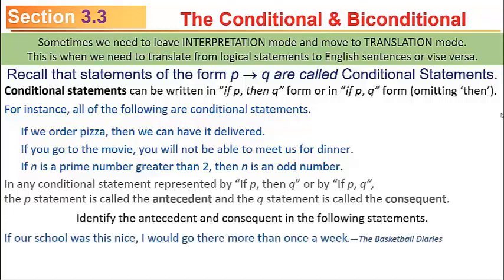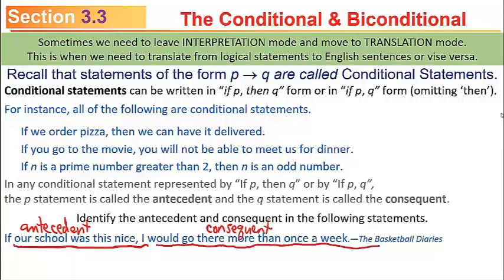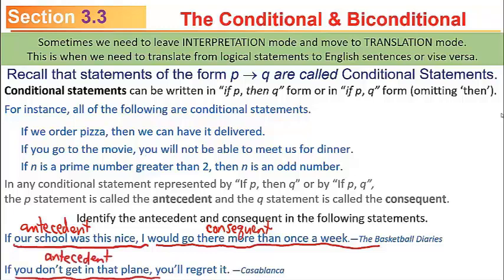If our school was this nice, I would go there more than once a week. The antecedent is the P, our school was this nice. The consequent is the Q, I would go there more than once a week. It's just that simple. If you don't get in that plane, you'll regret it. "You don't get in that plane" is the antecedent. "You'll regret it" is the consequent.